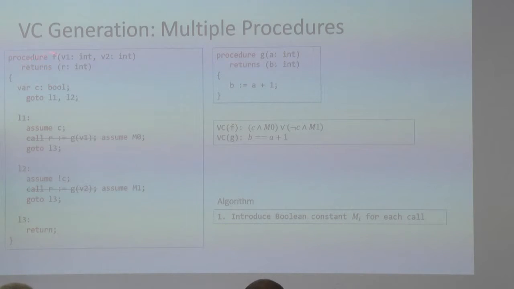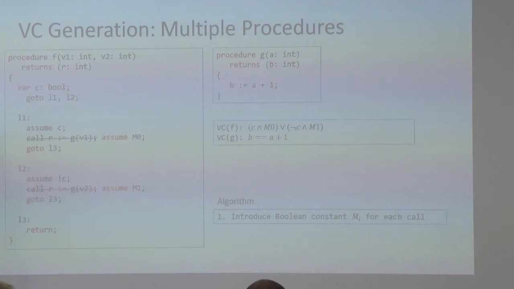So the VC for F will look something like this. It's going to be a simple formula like that. Because either you take this branch and you assume C and M0, or you take this branch and you assume not C and M1. Okay? So that's what the VC of F will look like. And the VC of G simply says the value of B is A plus 1. Right? So G only increments the input, so B equals A plus 1. That's the VC of G.